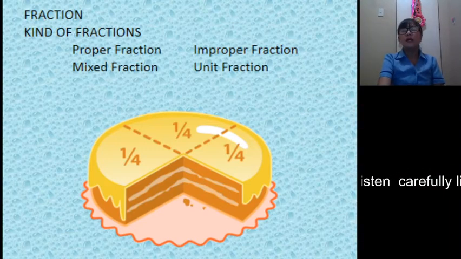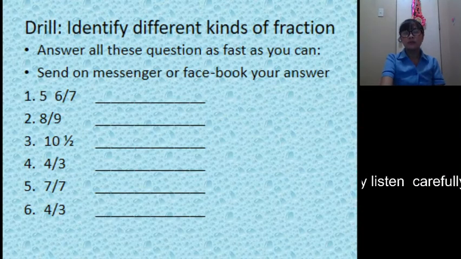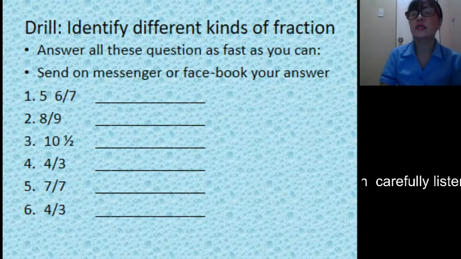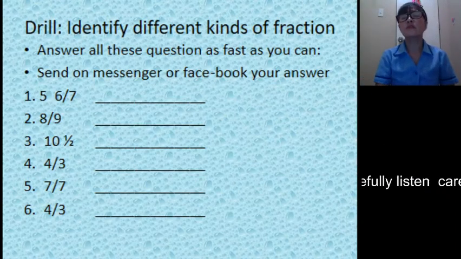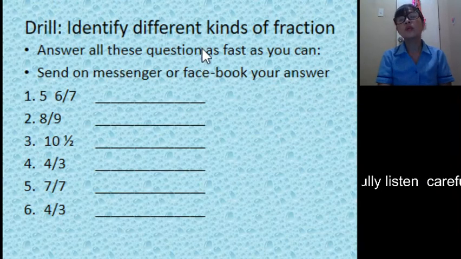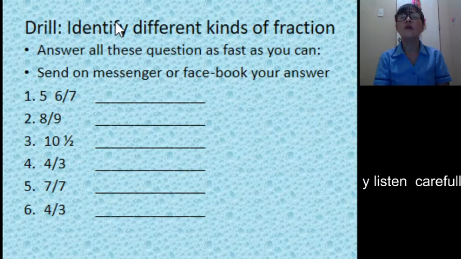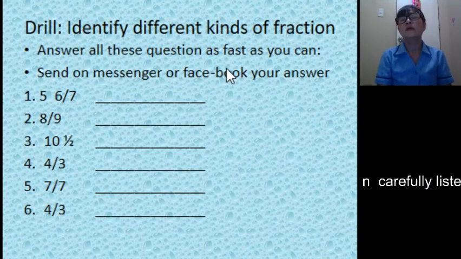So I will give you a short seatwork. You can answer this in your house. You can send your answer in our messenger so that you will know if your answer is correct or not. Or for any other concern, you can also send it there in the messenger. Our direction is to identify the different kinds of fraction. Answer all these questions as fast as you can, and send your answer or concern again on the messenger or Facebook. These are the kinds of fraction that you are going to identify in those numbers.